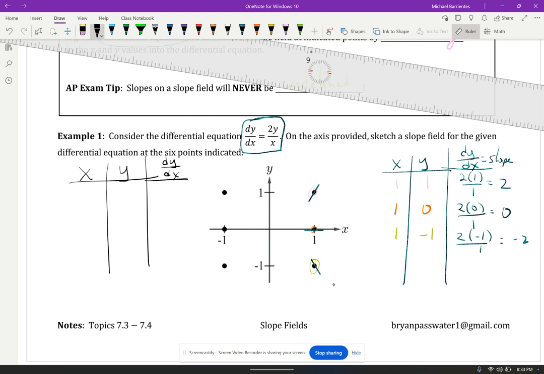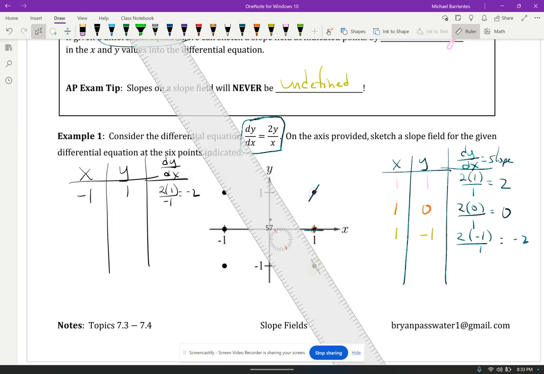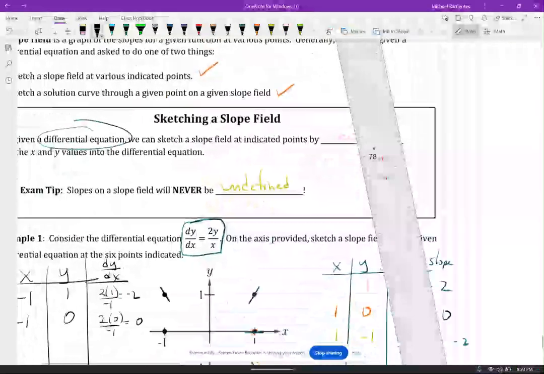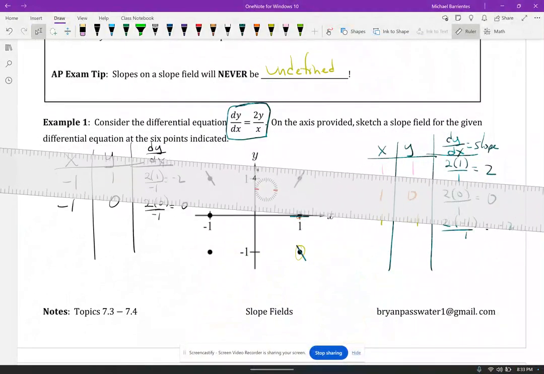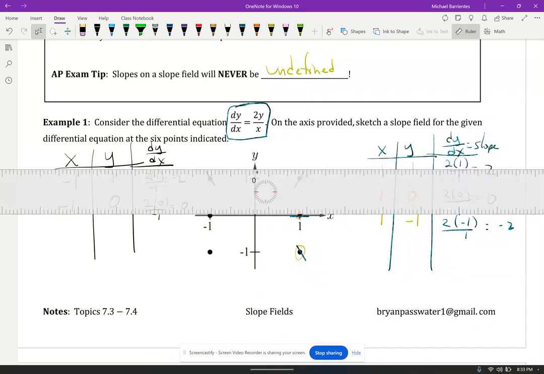All right, let's go back to the other side. Negative 1 is my x, positive 1 is my y. I'm going to do the formula. 2 times y divided by x, that's going to give me negative 2. So I grab my ruler here, and I'm going to draw a line segment with slope negative 2. Down 2 over 1, got it. And I keep going. Negative 1, my y coordinate is 0. The formula says multiply 2 times your y divided by your x. That's going to give me 0. So this is going to be a flat line, a horizontal line, I should say, right there.